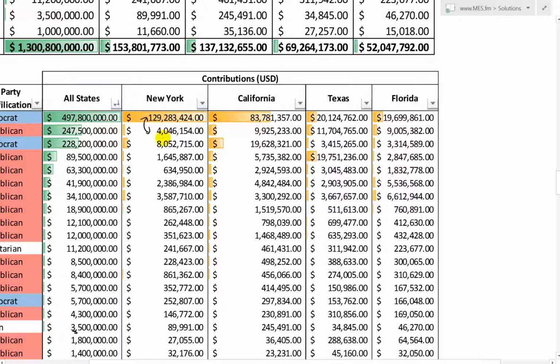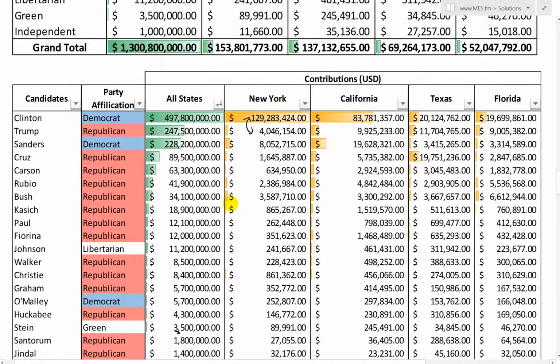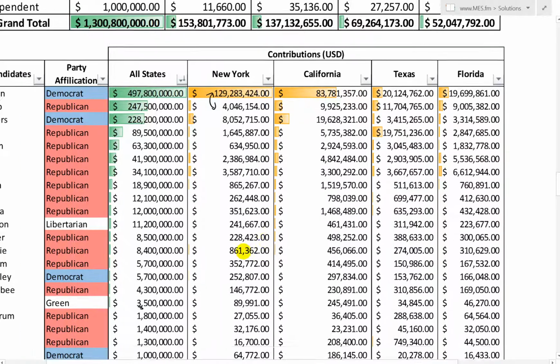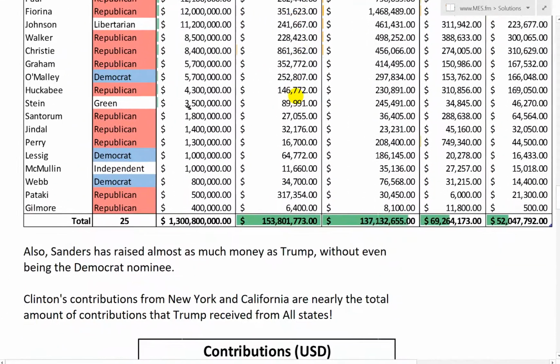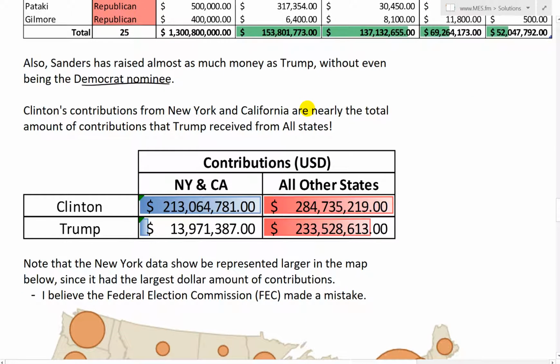How much is that? Almost 20 times, or actually, this is about 30 times more money collected in New York for Hillary Clinton than for Donald Trump. This is about 10 times. It's about double right there, even though he won these two states, which is quite fascinating. And I also wanted to point out again, Sanders has raised almost as much money as Trump without even being the Democrat nominee. So there's a lot of money flowing to the Democrats.